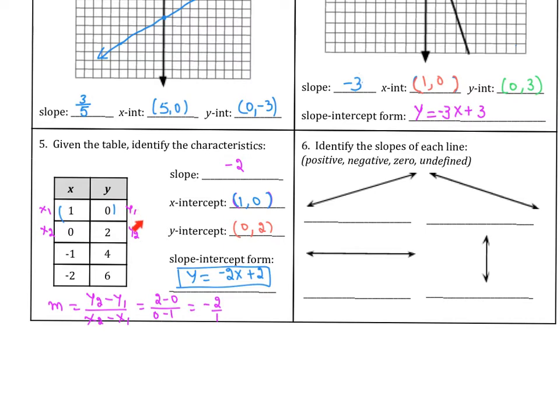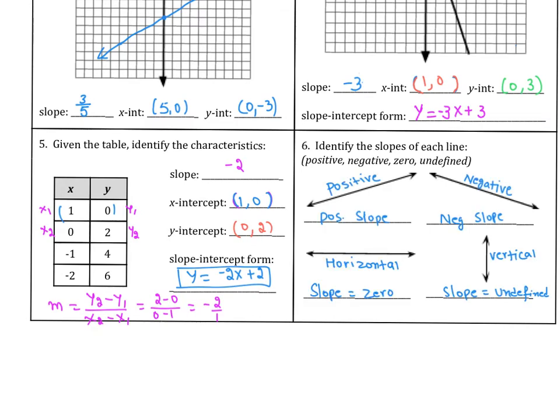To find the slope, you treat one of the points as x1, y1, and the other point as x2, y2, and apply the formula y2 minus y1 over x2 minus x1. So 2 minus 0 divided by 0 minus 1. So that's going to be negative 2. So the equation is y equals negative 2x plus 2. Y is equal to mx plus b, where m is this and b is the y-intercept.